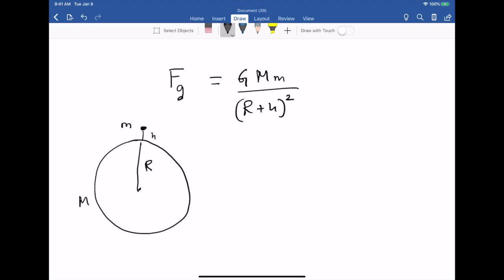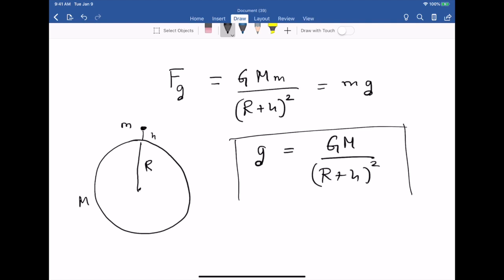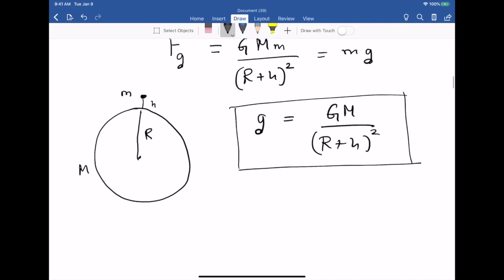Now, what did we use for the formula for weight from the beginning of the course up till this chapter? We used m times little g, right? So we can set these two equal, and immediately we get an expression for g. So g is equal to G capital M divided by (r plus h) squared, where r is the radius of the planet, Earth in this case, and h is the height of the object above the surface of the Earth. And so this is the accurate expression for g. You can see that g is not strictly constant, but it depends on the height above the surface.